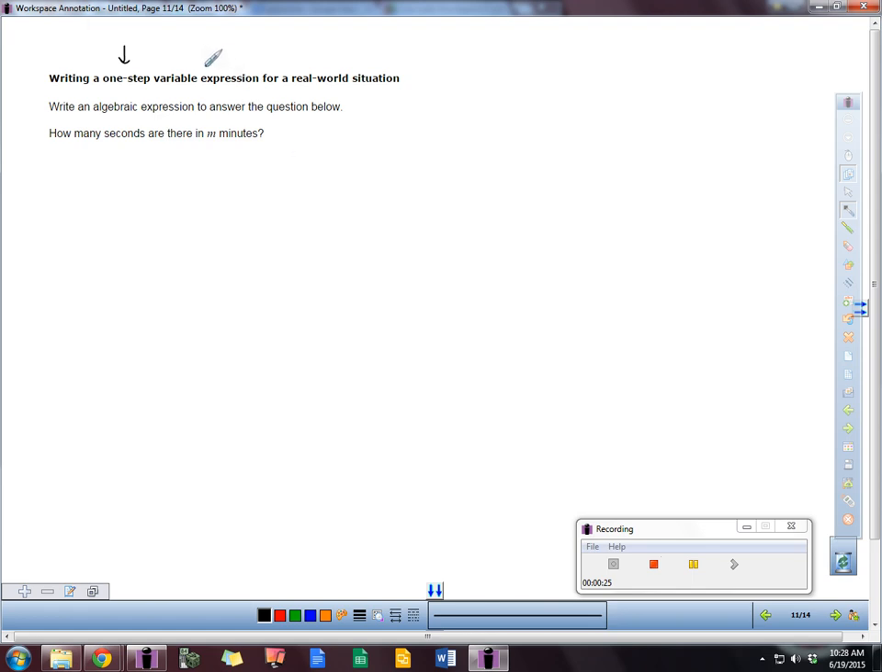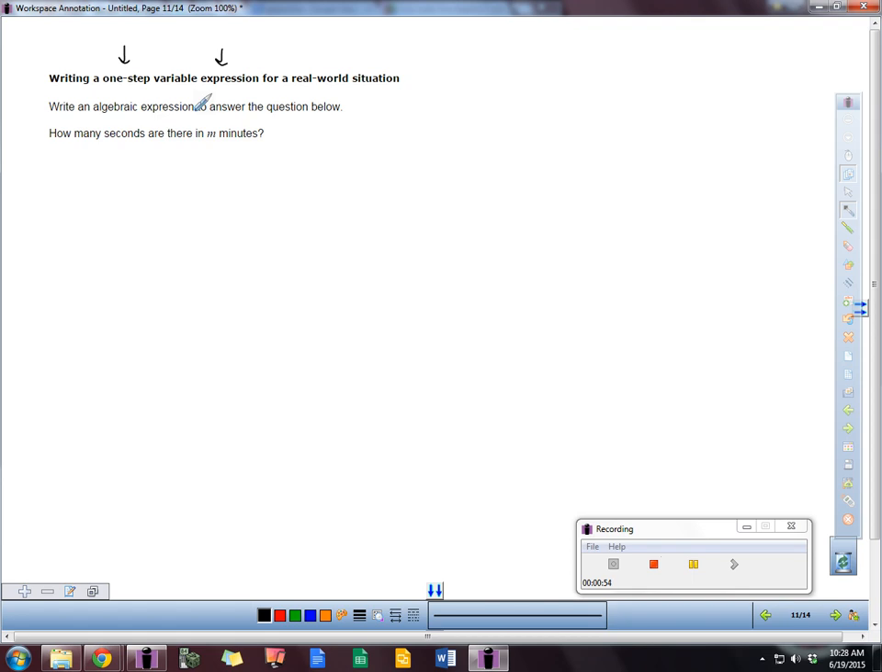Another word that I want to explore is expression. What this means is there will not be any equal signs in your answers. It's not a one-step equation. It's a one-step expression.